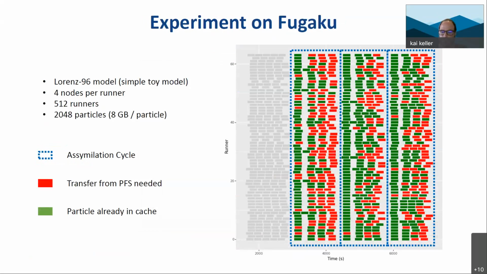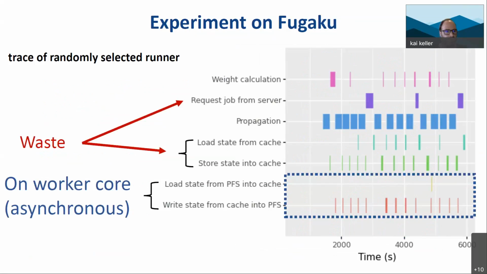I just want to show the experiment, what we did on Fugaku. So we have experiments with WRF on Jonsei and one with the dummy model on Fugaku, a bigger run on 512 runners with 4 nodes per runner and HDB state, 2048 particles. We can see here the trace of 64 selected runners, and I will go a little bit faster through this.